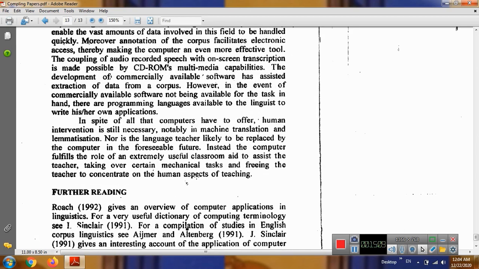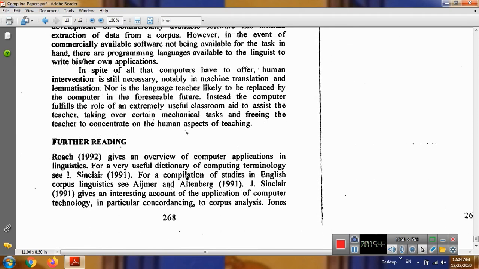In spite of all that computers have to offer, human intervention is still necessary, notably in matching, translation, and lemmatization. Nor is the language teacher likely to be replaced by the computer in the foreseeable future. Instead, the computer fulfills the role of an extremely useful classroom aid to assist the teacher, taking over certain mechanical tasks and freeing the teacher to concentrate on the human aspect of the teaching.